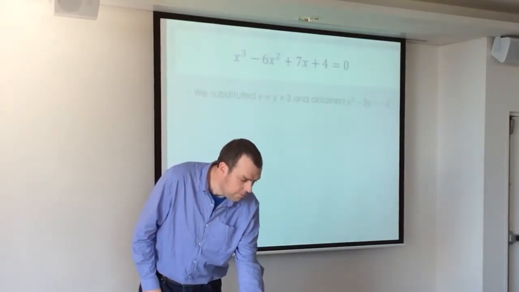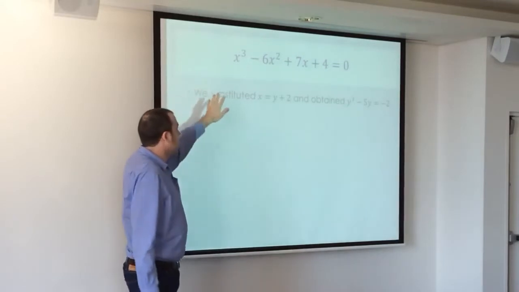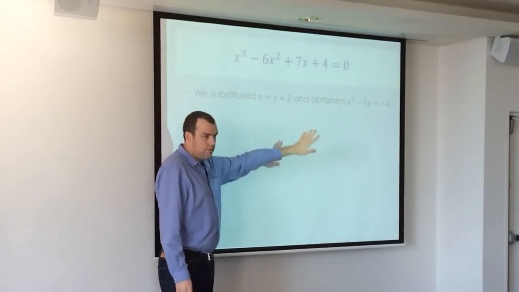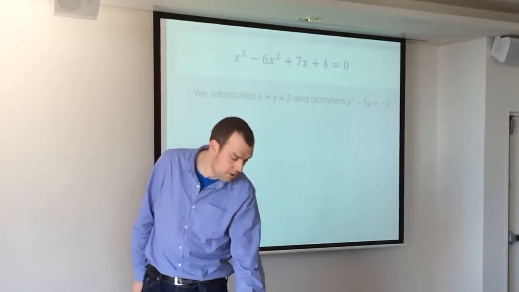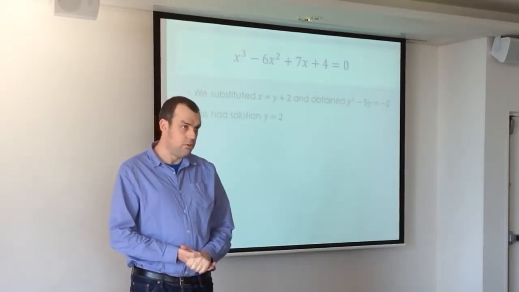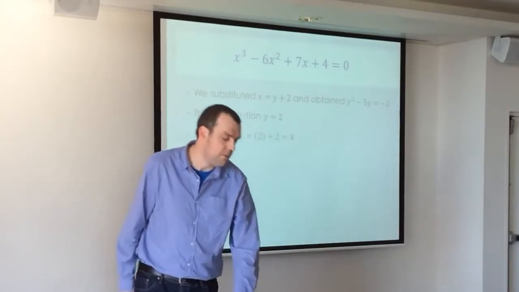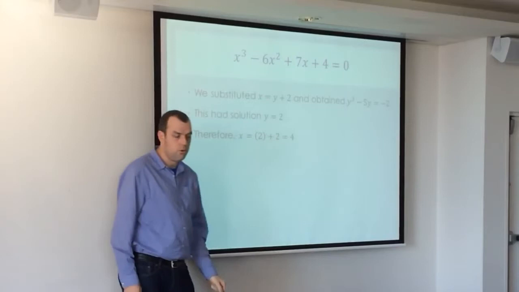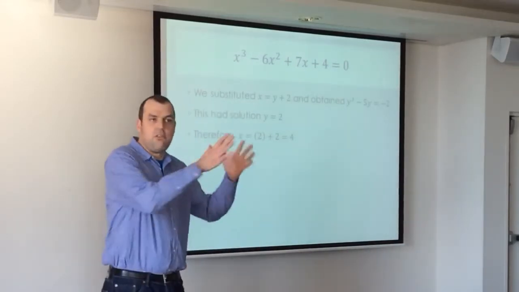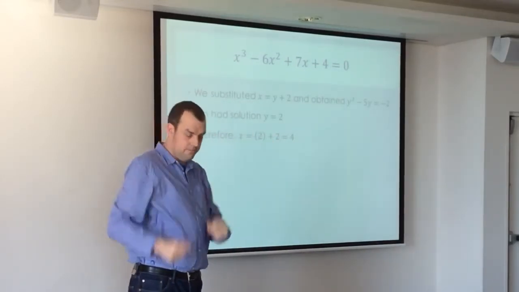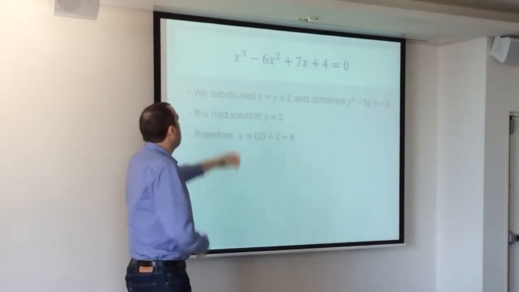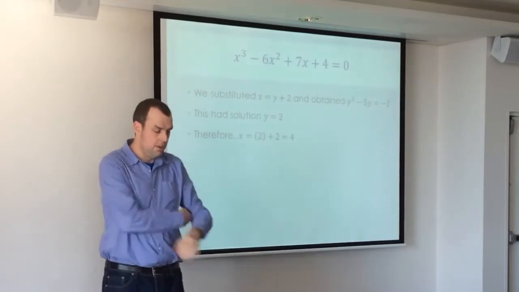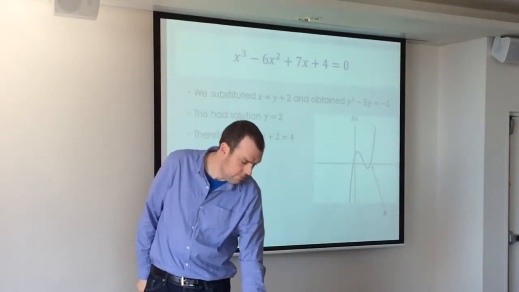Okay, so back to our original one in x, a general cubic. We made that substitution and arrived at that depressed cubic. We solved that and found it had y equals 2. So now we reverse substitute, right? x equals y plus 2, so it's 2 plus 2 equals 4. And so it's just shifting it back, isn't it? All right? So this has x equals 4 as a solution. There it is.